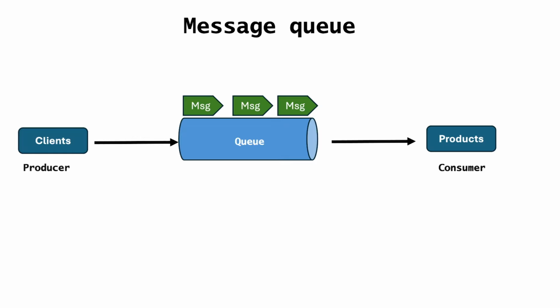This setup makes the system asynchronous and resilient. Even if one service is slow or temporarily down, messages wait safely in the queue until they're processed. Tools like RabbitMQ, Kafka, or Azure Service Bus are commonly used for this. Message queues are the backbone of reliable communication in large distributed systems.